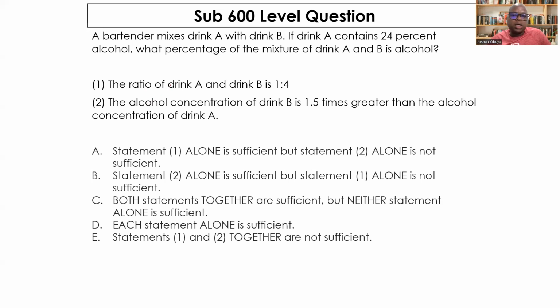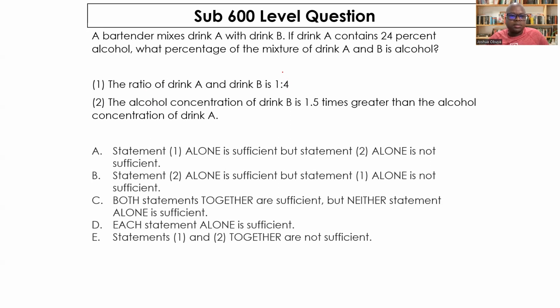This question, as you can see, we have a mixture. So mixtures, you do need to know how mixtures operate. You need to know the concepts of mixtures and the ratios that come with it. So that's one thing you need to know. Once you know that, you can take this question and address it.